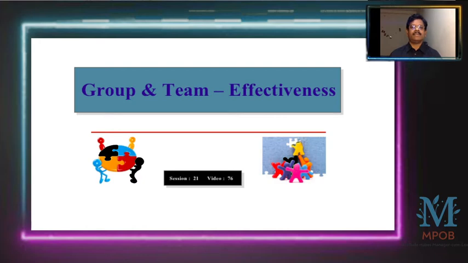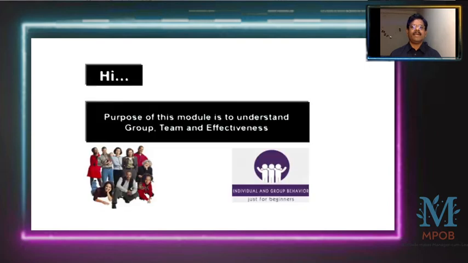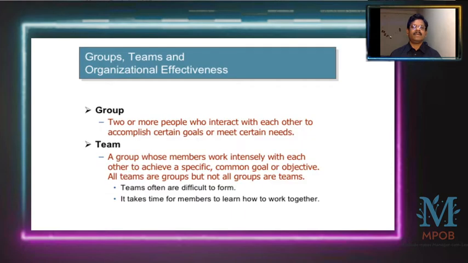Keeping this in mind, this model is prepared to understand the group and team and their effectiveness. You see the group, teams and then organizational effectiveness. A group is, as we understood, two or more people who interact with each other to accomplish certain goals or meet certain needs. Teams are a group whose members work intensively with each other to achieve a specific common goal or objective.